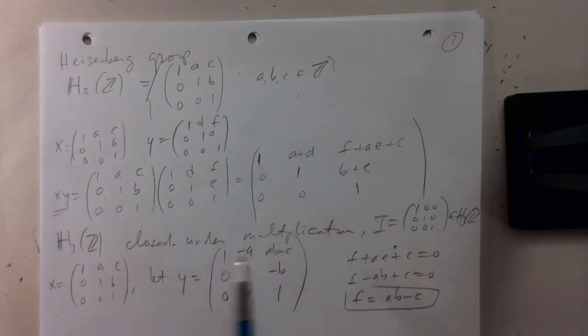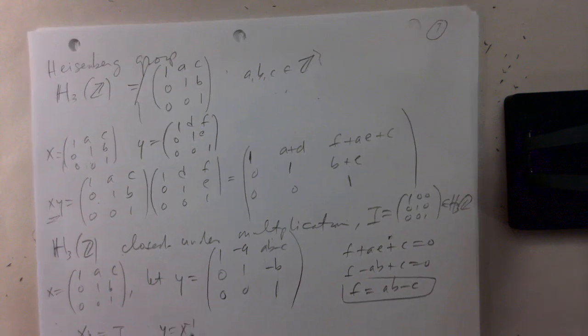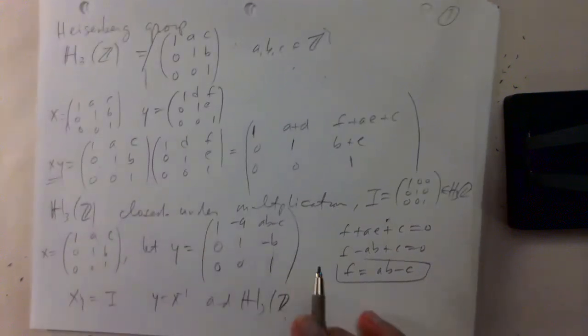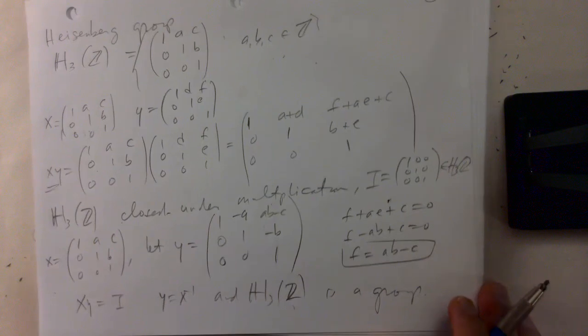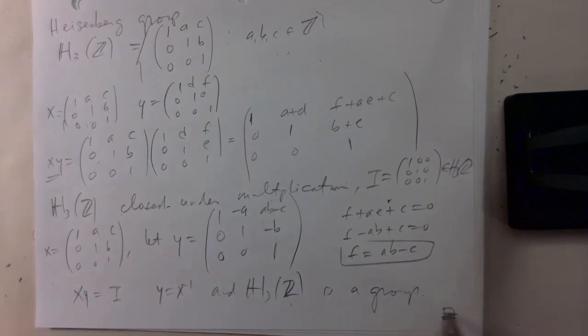And now you have to check that if you multiply these two matrices, XY is the identity. So Y equals X inverse, and H3 of Z is a group. It's a very important group. Everything's very important. So that's our last example for the morning of a matrix group.